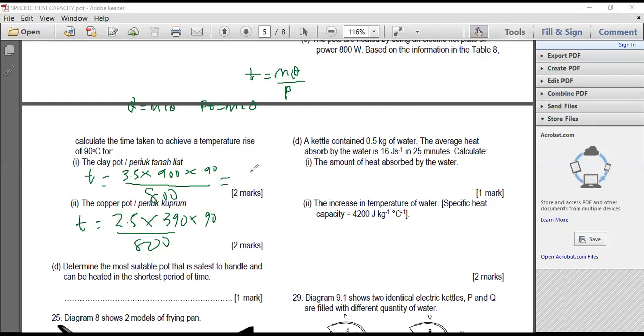Equals 354.3 seconds. And 2.5 times 390 times 90 over 800 equals 109.7 seconds. So determine the suitable pot. The answer will be copper, for the shortest period of time. Okay, shortest period of time.